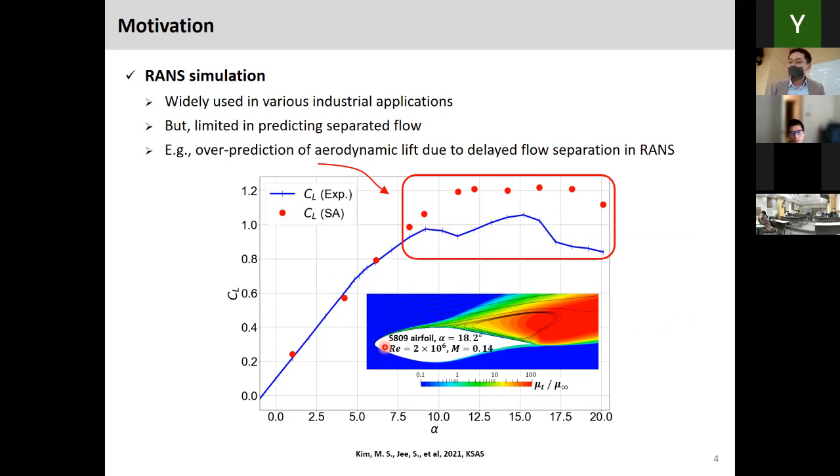When we conduct RANS simulation on an airfoil, we often get higher lift beyond the stall angle, when the airfoil experiences significant flow separation on the suction side. This is related to delayed flow separation in the RANS computation compared to reality. Here the experimental data shows the lift versus angle of attack, and Spalart-Allmaras, a popular RANS turbulence model, data is shown here.